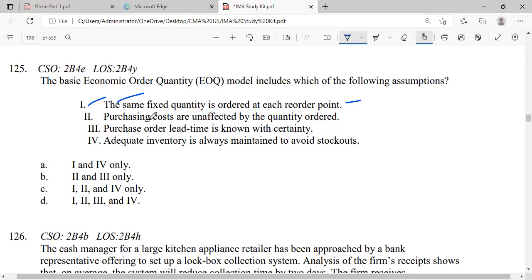No. Purchasing costs are unaffected by the quantity ordered. The more quantity you order, sometimes the purchasing cost may go down, but according to EOQ assumptions, it does not. Purchase order lead time is known, meaning the time for the stock to arrive at your place, you'll always know with certainty. Again, this is an ideal standard. Then adequate inventory is always maintained to avoid stockout. How can you always maintain an adequate inventory? But all four are the assumptions of EOQ, so the answer is D for you.